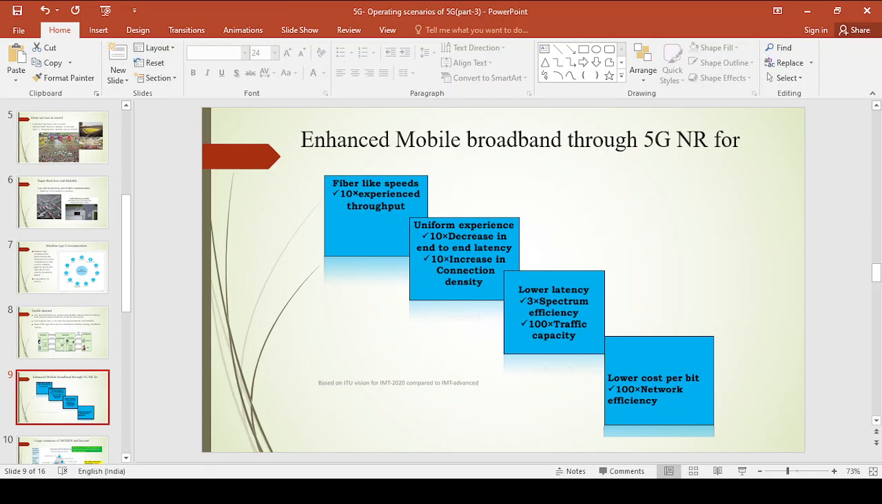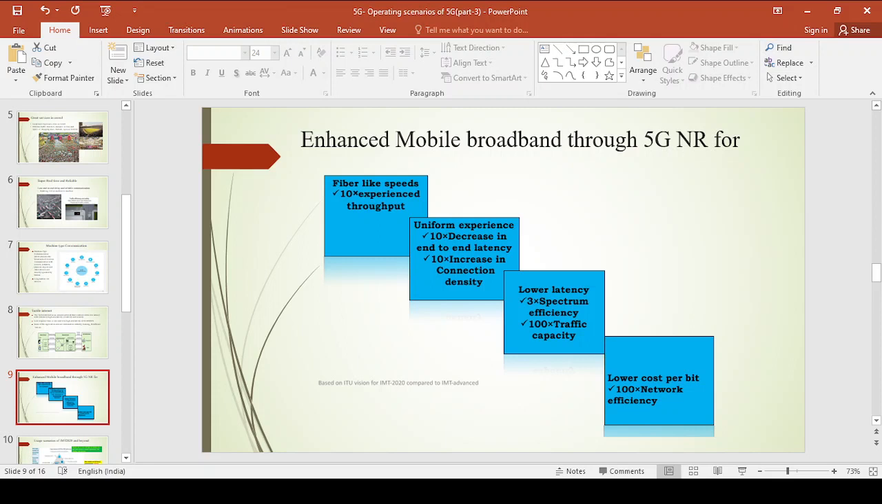That means 5G should be in a position to get connected to more number of devices. And next we have lower latency, that is spectral efficiency should be 3 times more and 100 times more traffic capacity. And next we have network efficiency, lower cost per bit, 100 times network efficiency. In order to provide all these parameters that are to be supported by the 5G, we require enhanced mobile broadband, right?